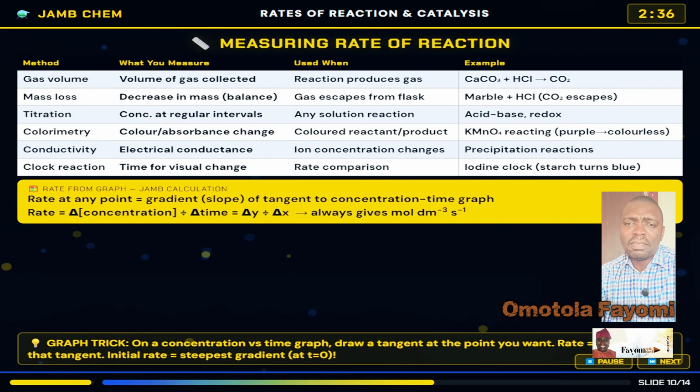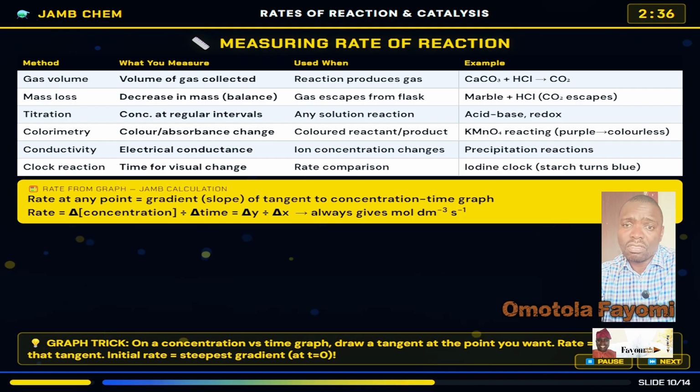How do we actually measure the rate of reaction in the laboratory? JAMB tests this practically. Let me walk you through the 6 main methods. One, the gas volume method. Collect the gas produced using an inverted measuring cylinder or gas syringe. Plot volume of gas against time. As the reaction slows down, the curve becomes less steep. A classic example is marble chips reacting with hydrochloric acid to produce carbon dioxide.